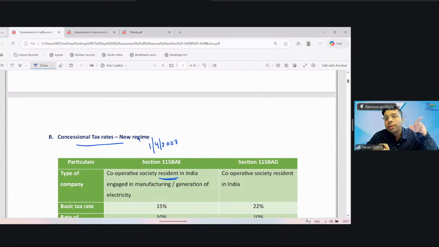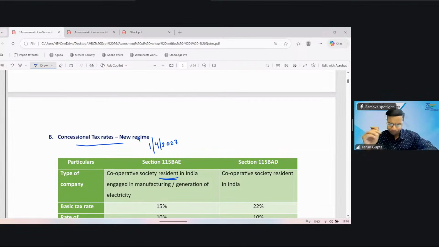So if you satisfy this condition, you are a resident corporate society, you are engaged in manufacture, production of article or thing or generation of electricity, and you are incorporated or registered on or after 1st April 2023, and you commence the manufacturing or production of article or thing or generation of electricity on or before 31st March 2024, then it's an option, you can opt for this concessional tax rate of 15% on your income from this manufacturing activity or from this activity of generation of electricity.